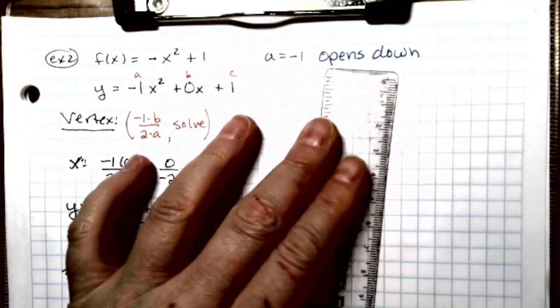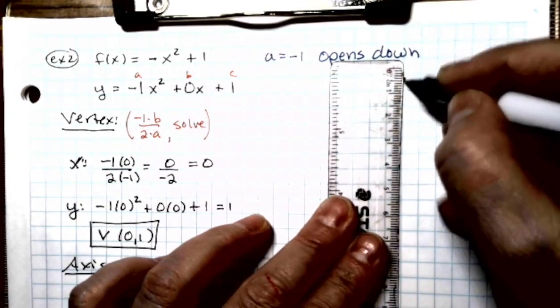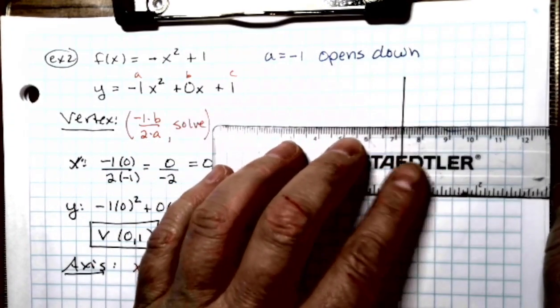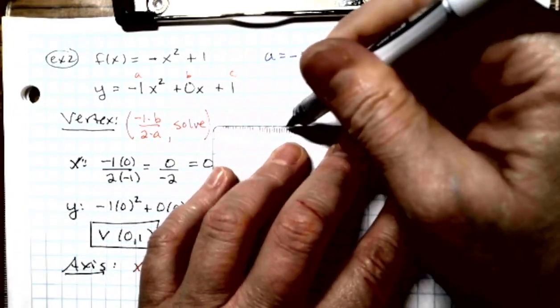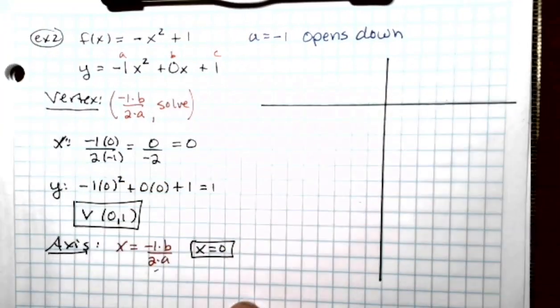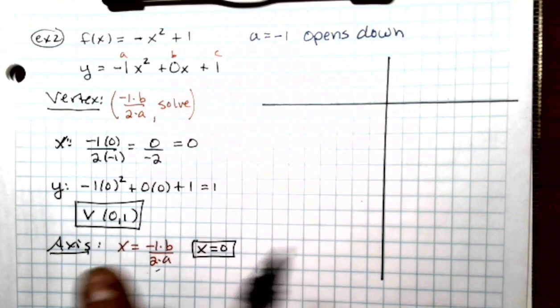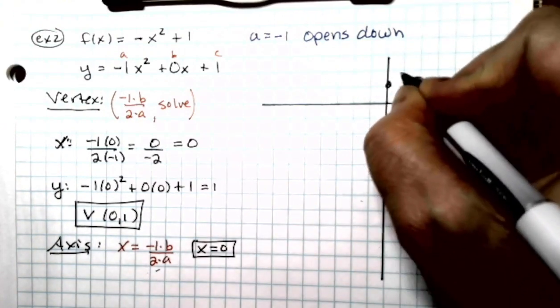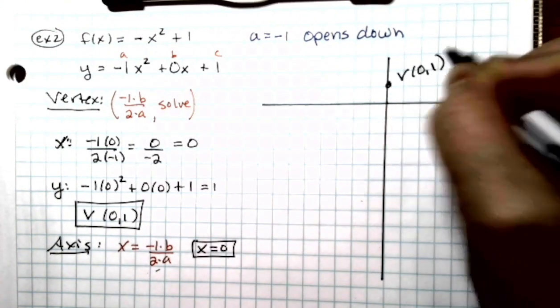And we're going to draw ourselves a pair of axes. Now this is opening downward, so you can scoot your x-axis pretty far up because most of the shape is going to go downward. All right, let's plot the vertex: 0, 1. So mark it with a V and 0, 1.